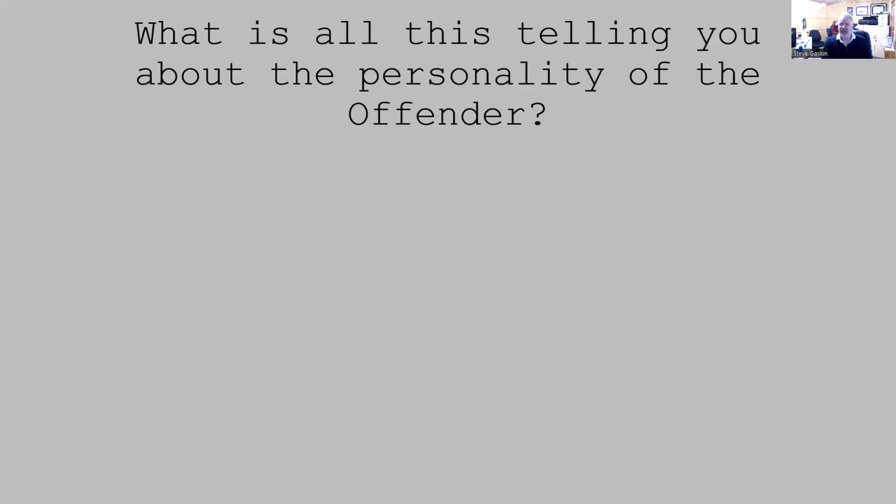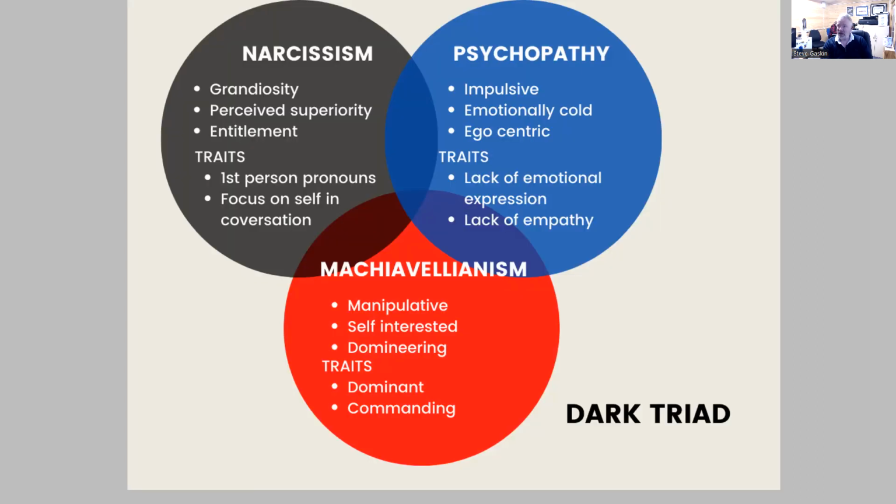What is this telling you about the personality of the offender? And of course, for me, one of my particular skills is offender profiling. So looking at the psychological markers at crime scenes as opposed to the physical evidence. This is really, really important to me. And if I was still a senior detective, just equally as important. So this is what it is telling you. This is one of the things here, and this is called the dark triad.